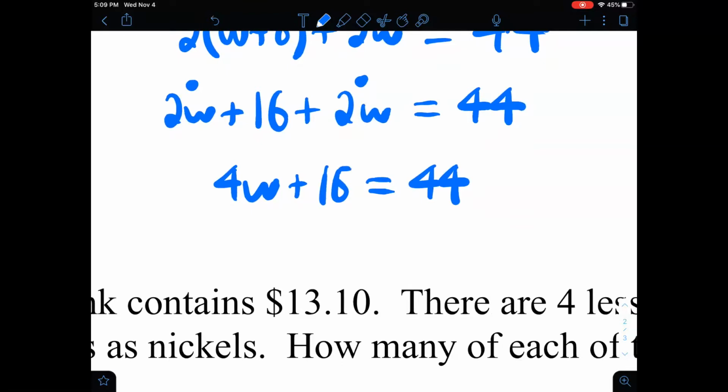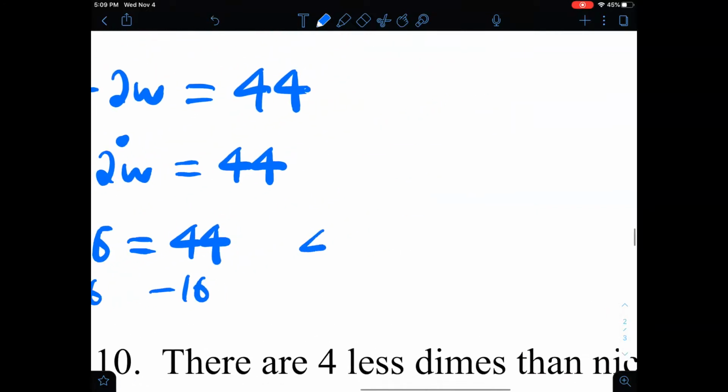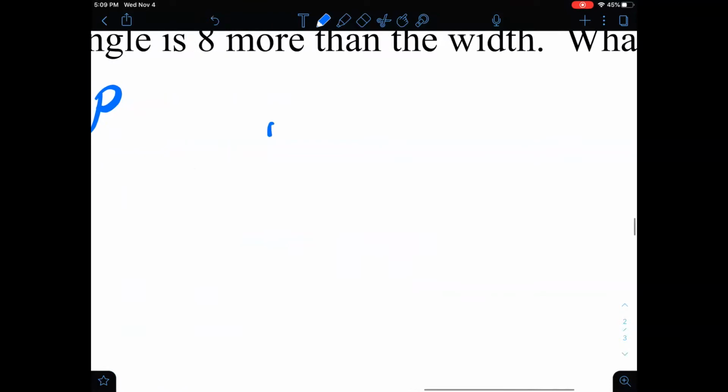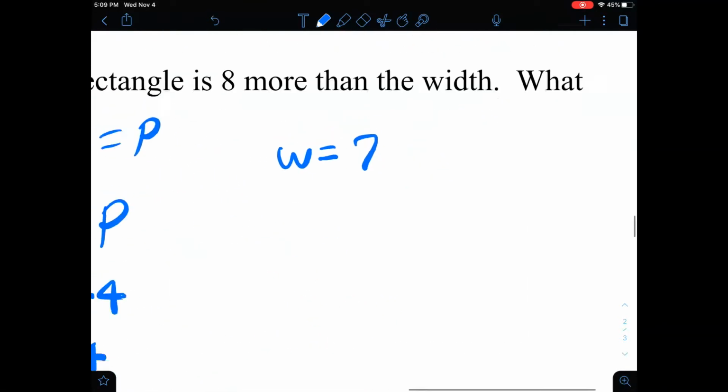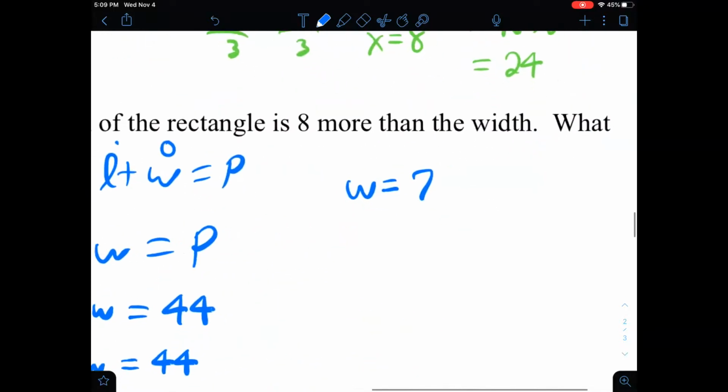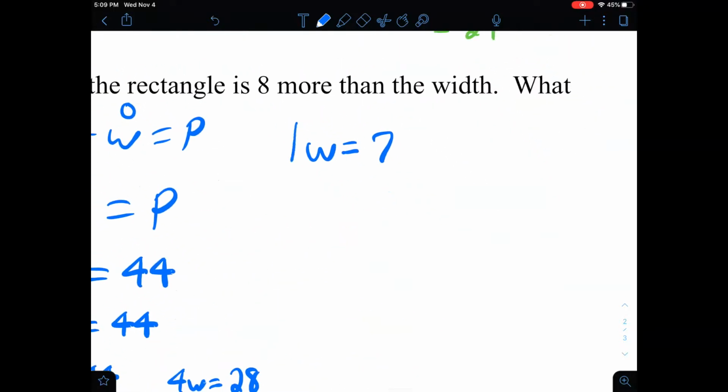And now we need to solve this. So we need to get the 4W by itself. So we're going to subtract 16. We're going to have 4W equal to, what? 28, when you subtract 44 minus 16. Divide by 4 to get W by itself. We're going to get W is equal to 7. 28 divided by 4. And actually, what is it asking for? It's asking for just the width. So we found the answer. It's 7. But let's find the length too.